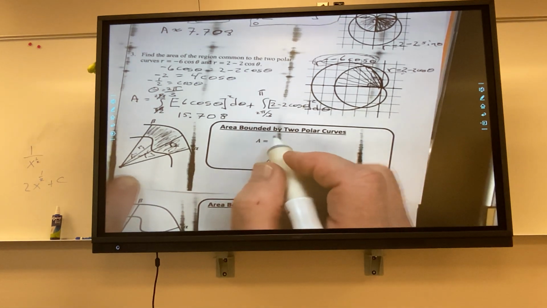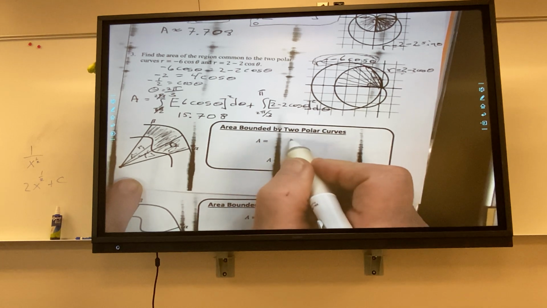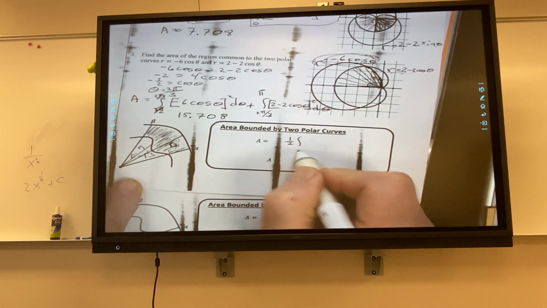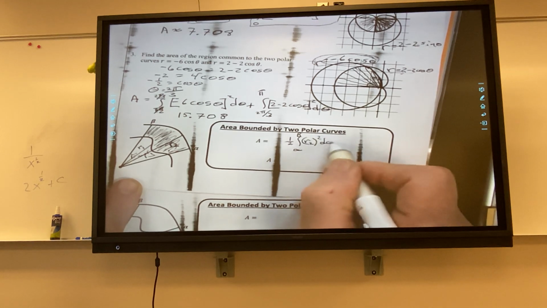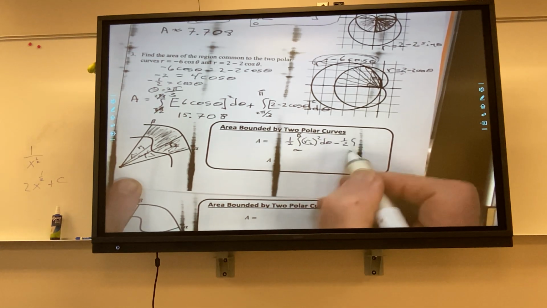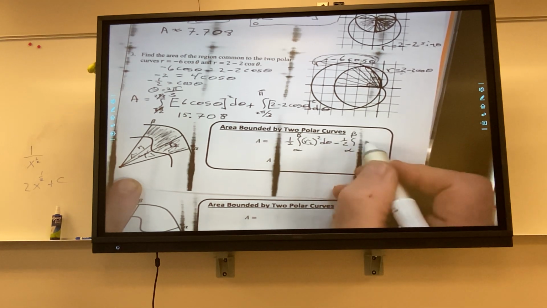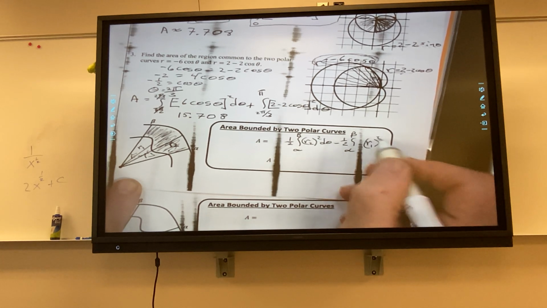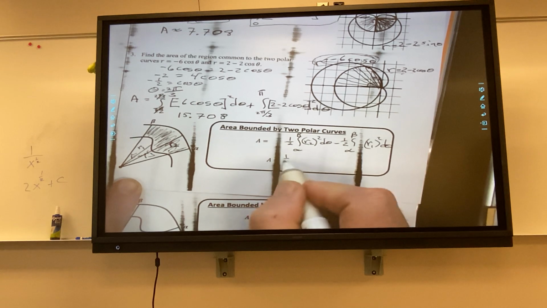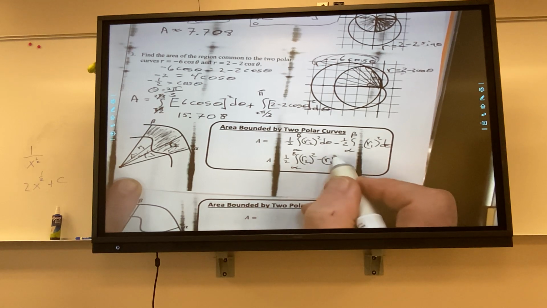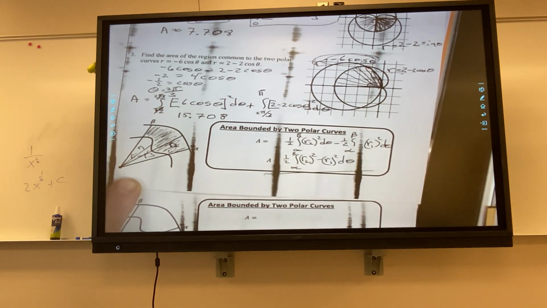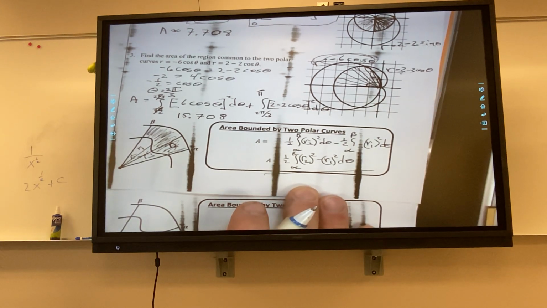So the area is going to be 1/2 the integral from alpha to beta of R2 squared d theta minus 1/2 from alpha to beta of R1 squared d theta. I use it in this form, 1/2 alpha to beta, R2 squared minus R1 squared d theta. That's the form I always use right there. Okay? I feel like I'm going too fast.